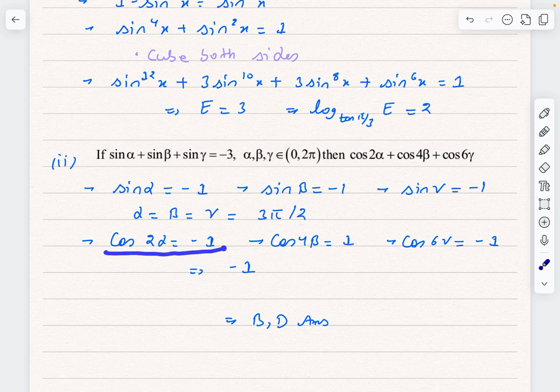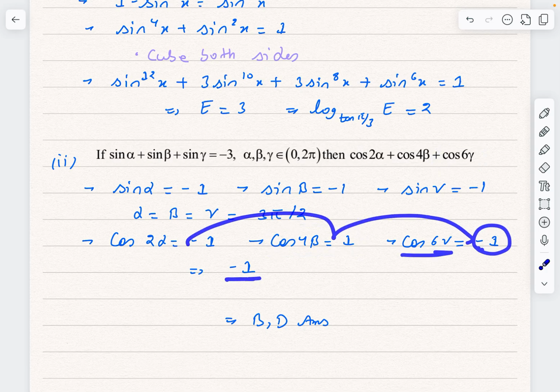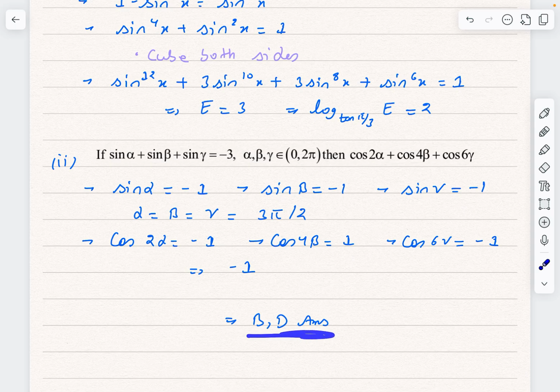So cos 2 alpha will become cos 3 pi, which will be minus 1. Cos 4 beta, which will be cos 6 pi, will be 1. And cos 6 gamma will become cos 9 pi, which will be minus 1 again. So when you add these three, you get minus 1. So the answer will be BD.